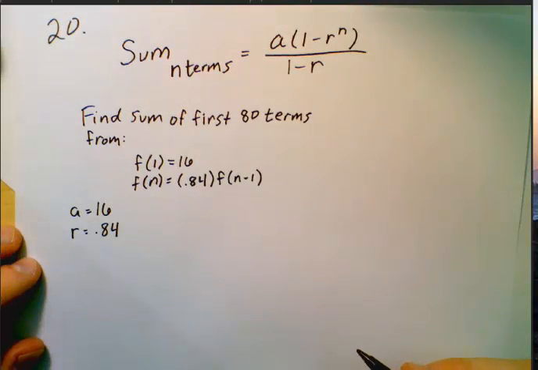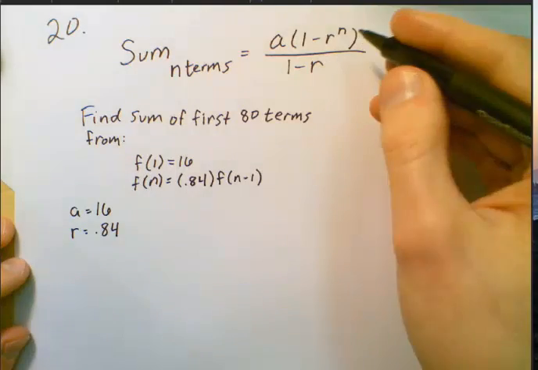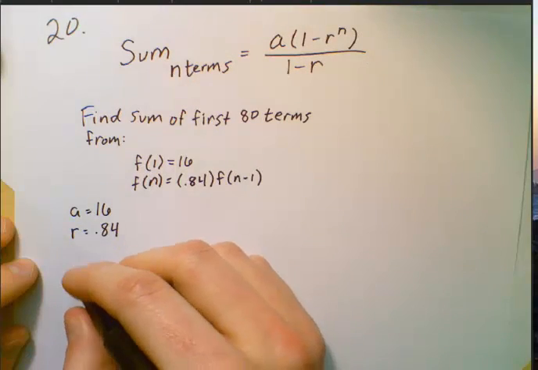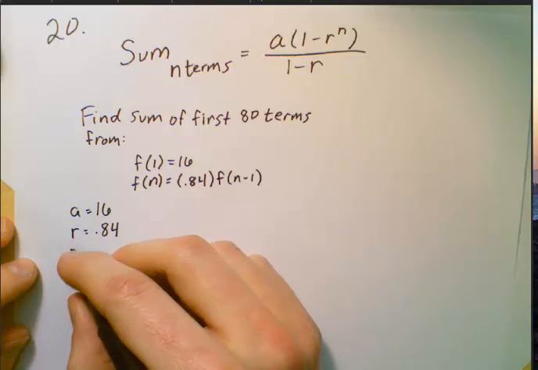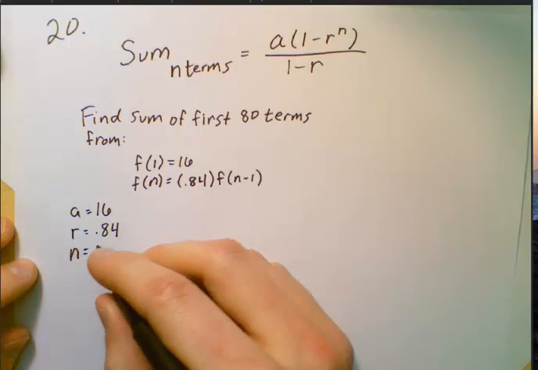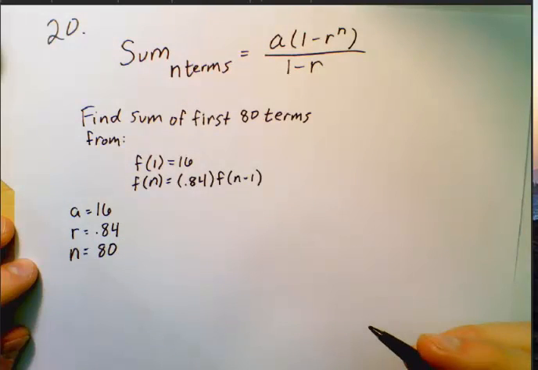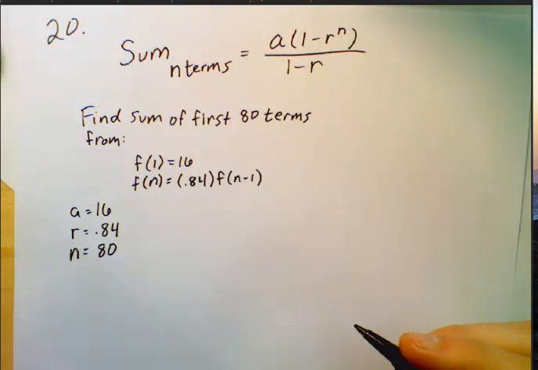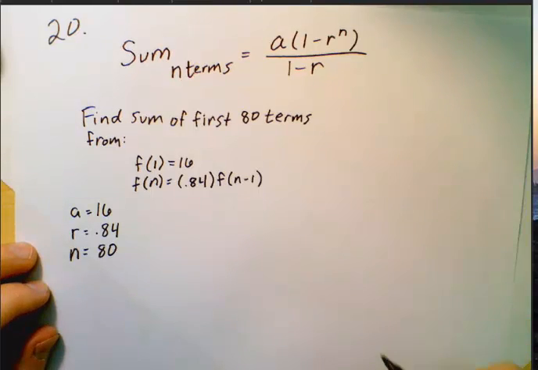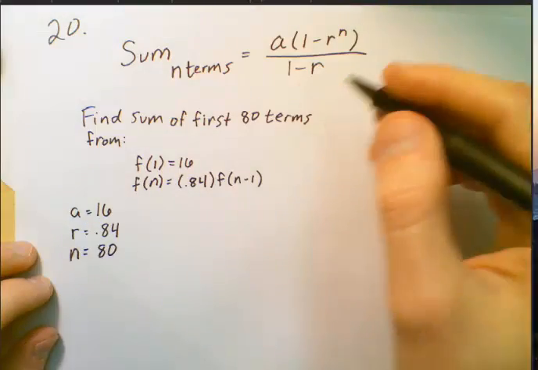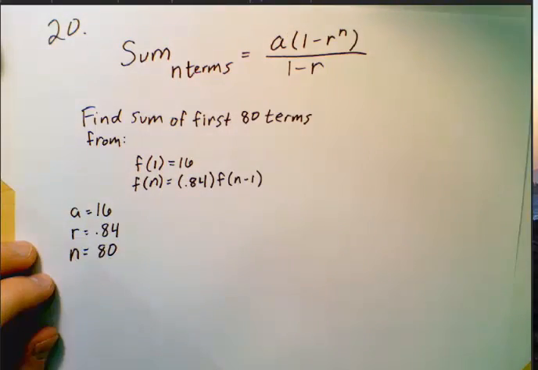Then we need to know how many terms we are adding up, so we need to know what n represents. So in this case, we're trying to find the sum of the first 80 terms, so n is equal to 80. And then it looks like we have what we need, so we'll go ahead and use the formula now given what a, r, and n are.